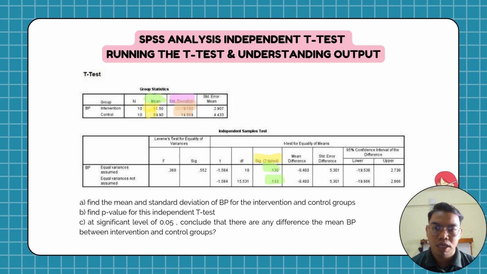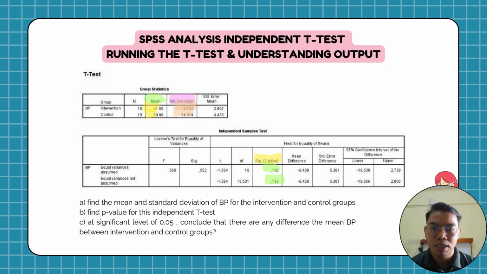So next, I'll proceed to find the p-value for this independent t-test. From the independent sample test table, we can see the significant two-tail, that is the p-value for this independent t-test. The p-value for this independent t-test is 0.130.